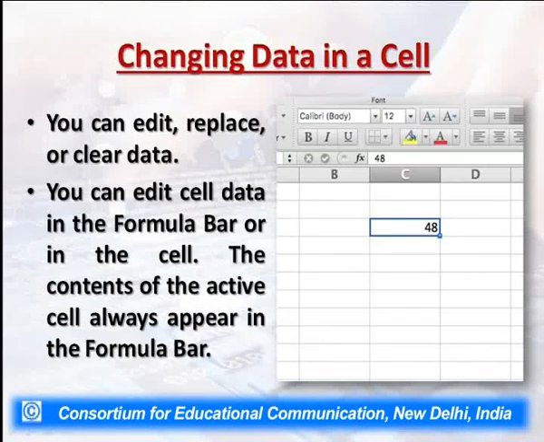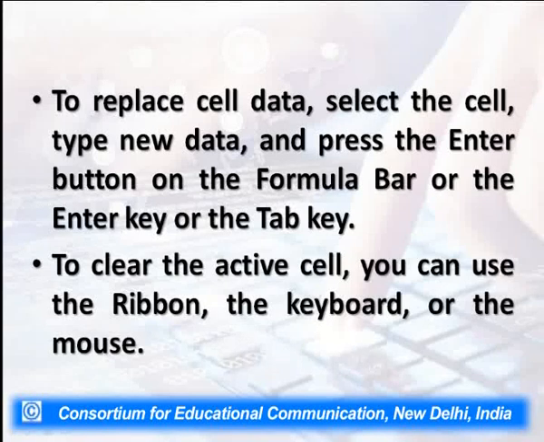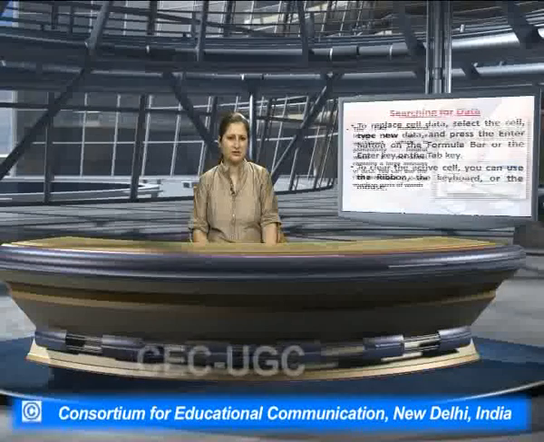So, you can edit the cell data in the formula bar or directly in the cell. Whatever contents are there will appear in the formula bar, so you can directly go to the formula bar and edit the contents of the active cell. To replace the cell data, we select the cell, type new data, and press the enter button on the formula bar, or the enter key or the tab key. You can simply change the data, and if you want to clear it, you can use the ribbon, the keyboard or the mouse to simply delete the data from your active cell.